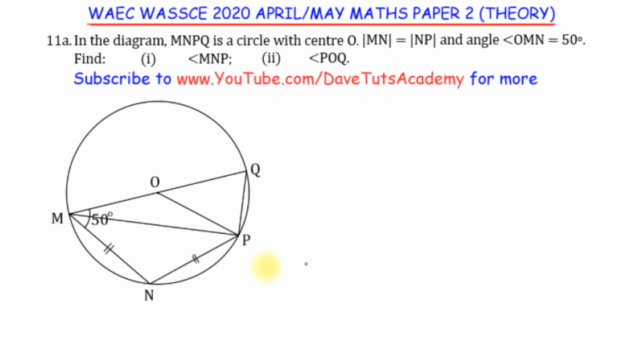In this question on circle theorems, we are told that in the diagram, MNPQ is defining a circle with center O, and then line MN is equal to line NP. So this is MN and this is NP. You can see they are being notched together. Both of them are notched to show that they are of the same length. And then angle OMN is 50 degrees. Here OMN is 50 degrees.